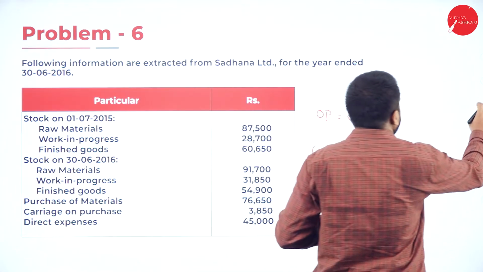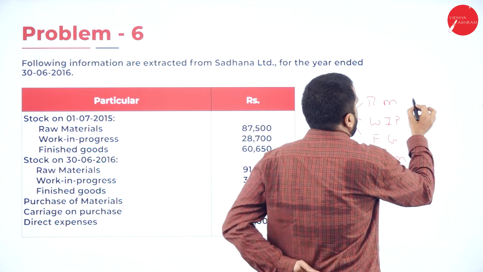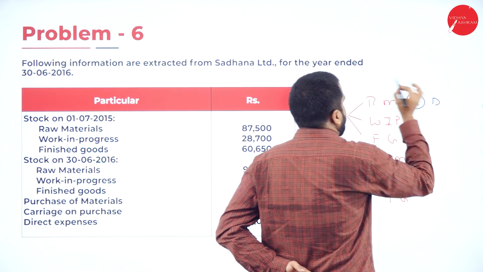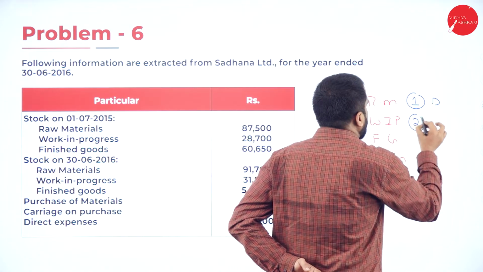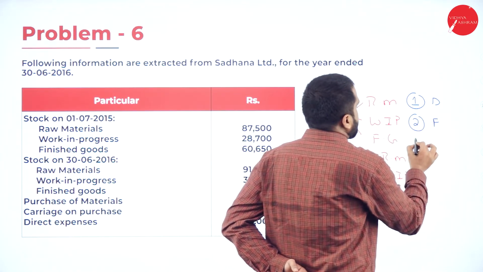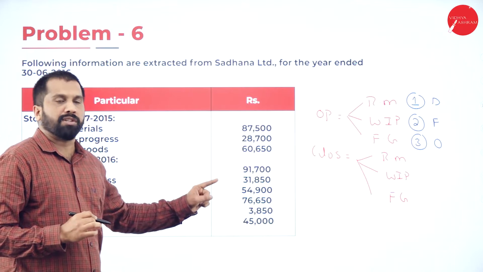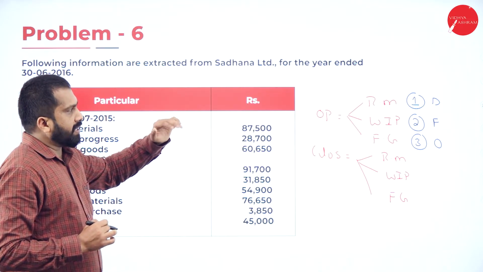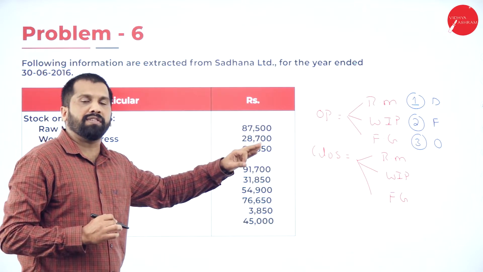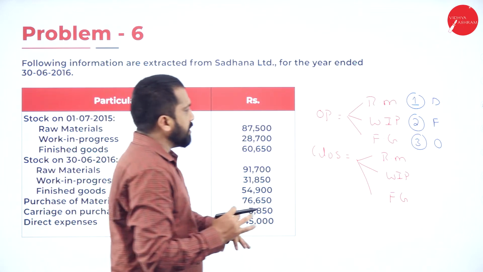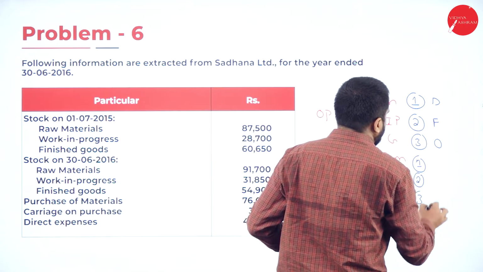Always remember, raw material comes under 1. What is 1? Direct. Work in progress comes under 2. 2 means factory. Finished goods comes under 3, office and administration. Hope you are clear. So, raw material under direct, work in progress under factory overhead, and finished goods under office and administration expenses. Similarly, here also 1, 2, and 3.